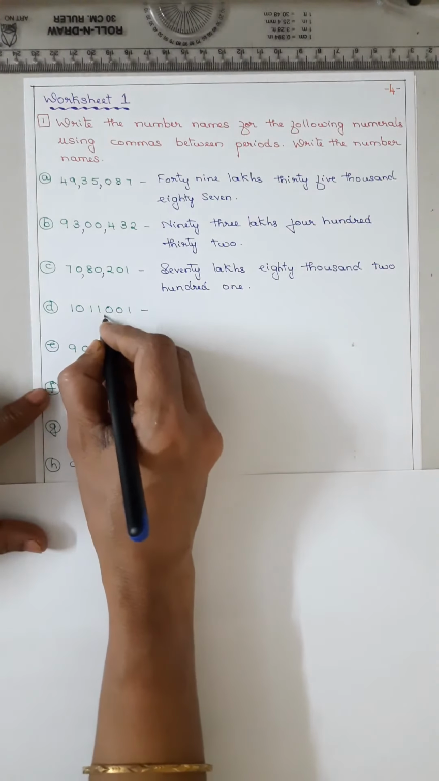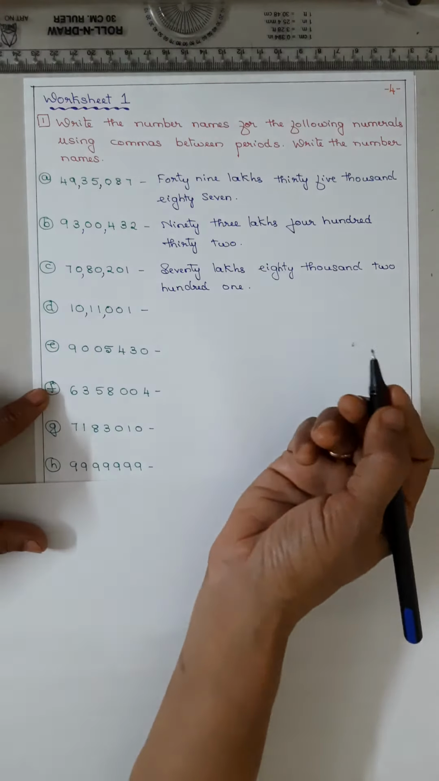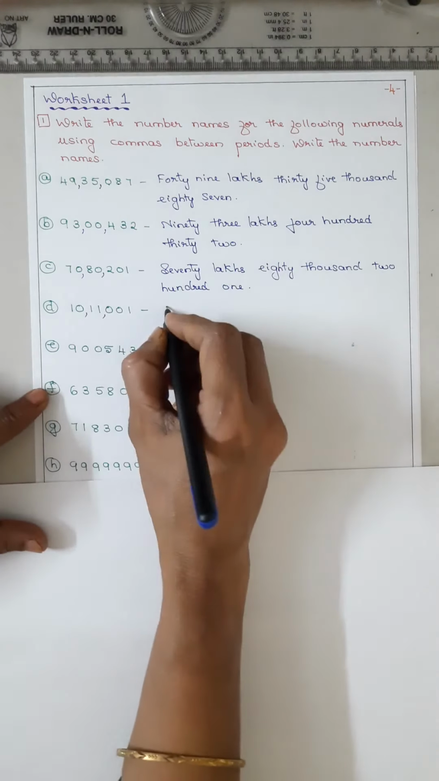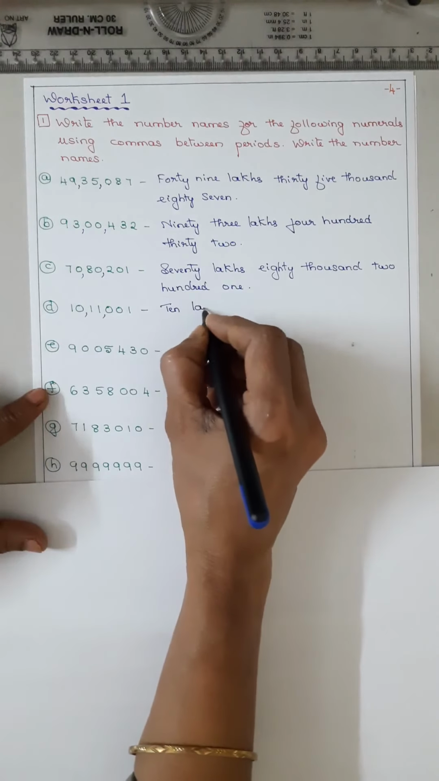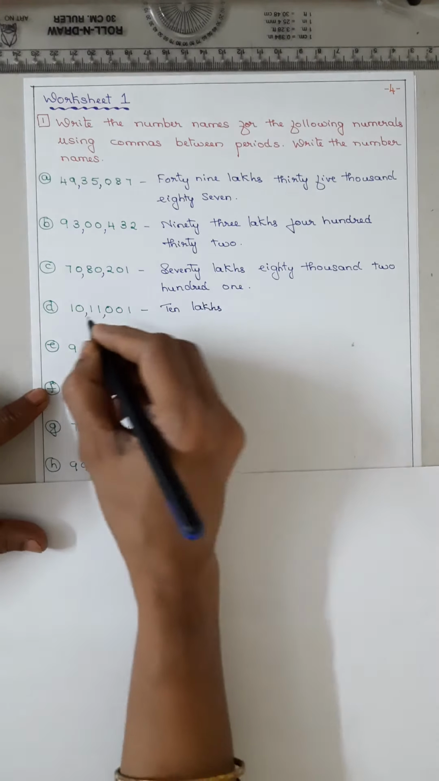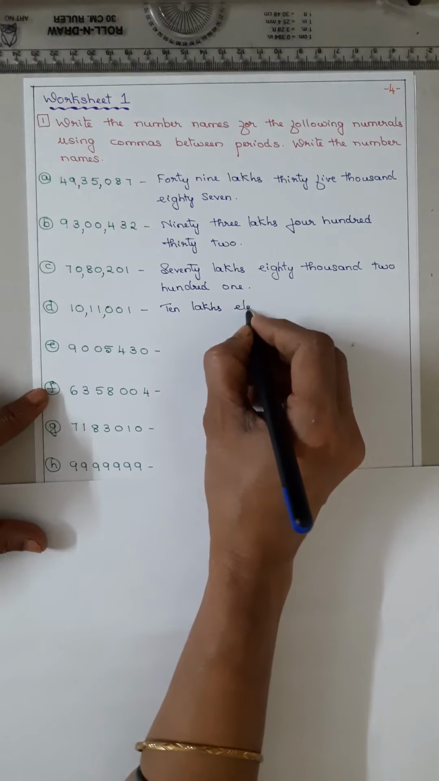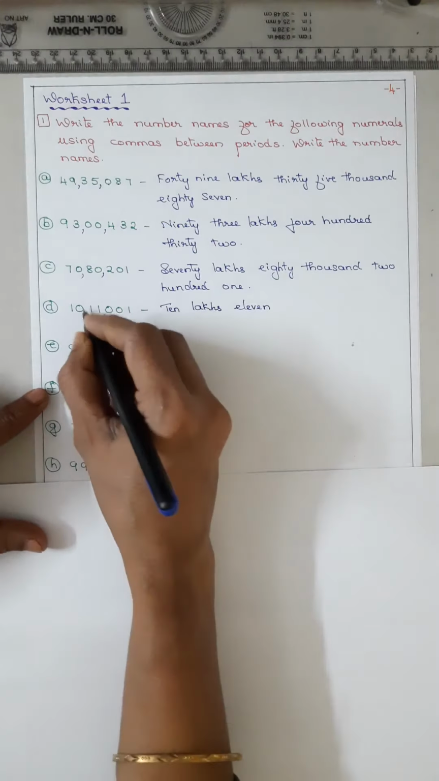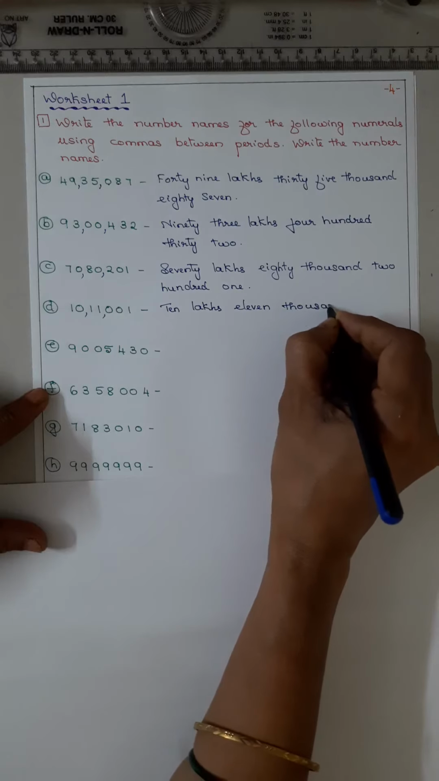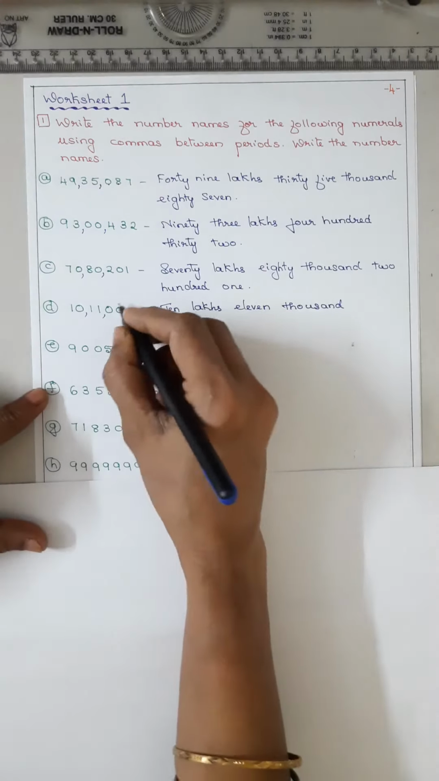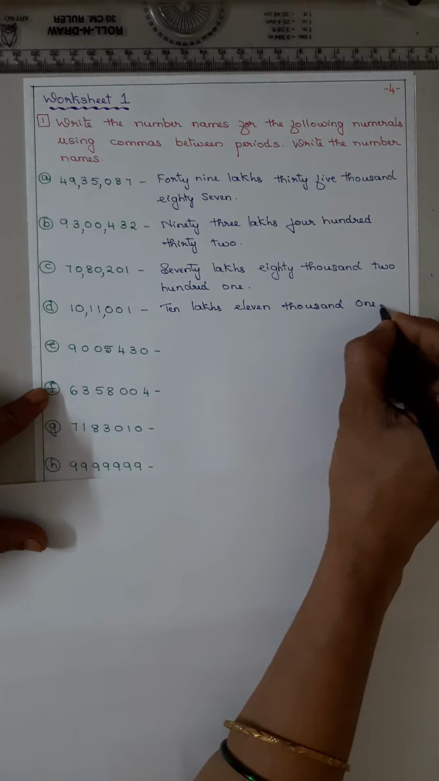Now question number D. 1, 2, 3, comma 1, 2, comma. So this is 10 lakhs, isn't it? Now 11. Which period? Thousands. Then 1.